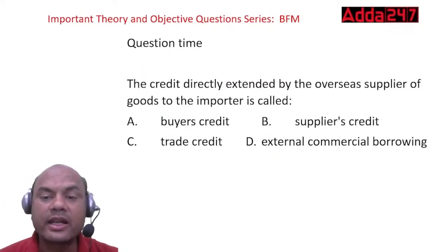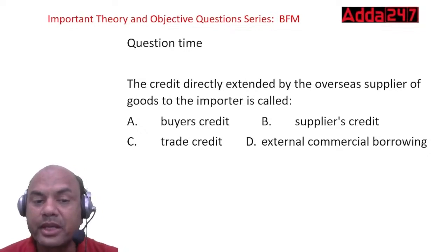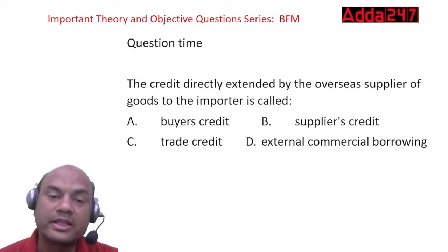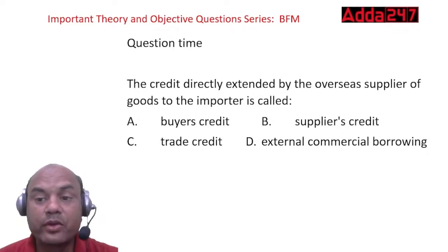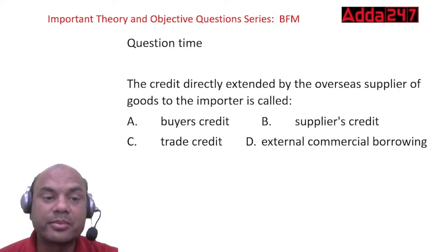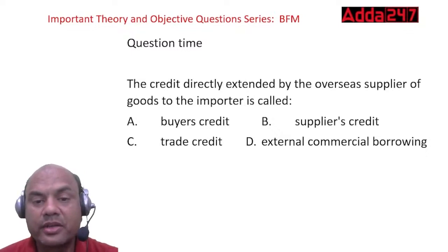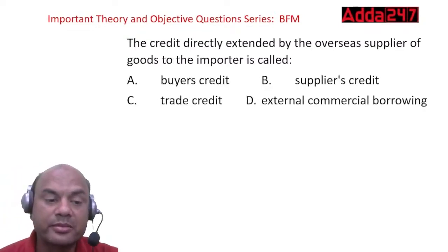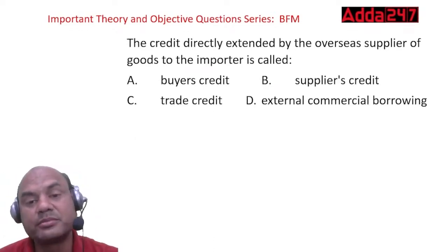The credit directly extended by the overseas supplier of goods to the importer is called as. I told you I'll be discussing the supplier's credit when the topic comes. So now think over it. What did I tell you? I'll be discussing the supplier's credit when the topic comes. So now the topic has come.